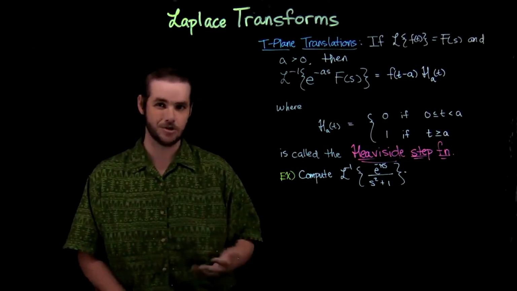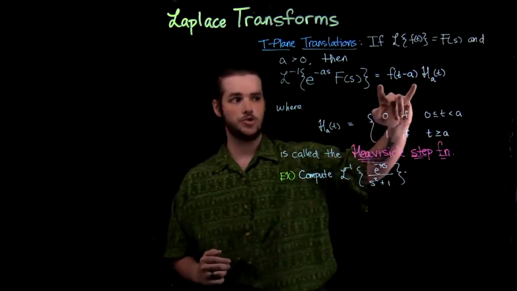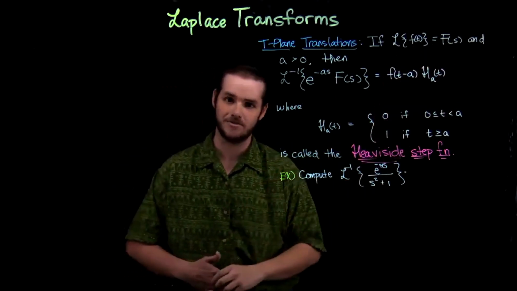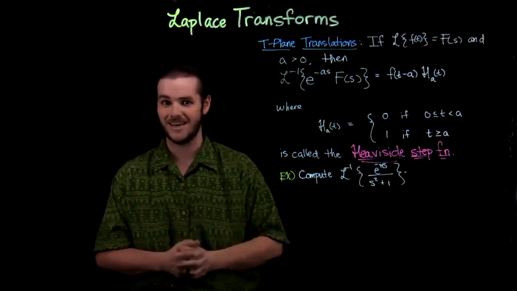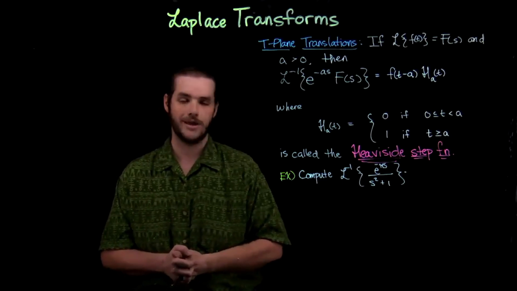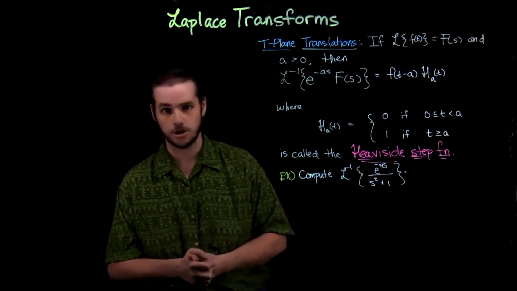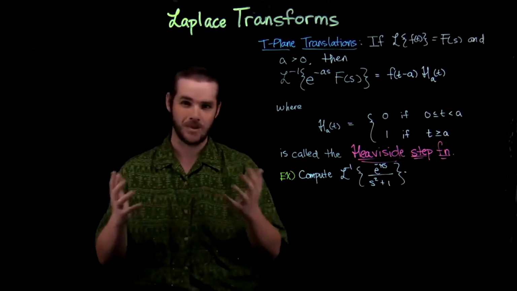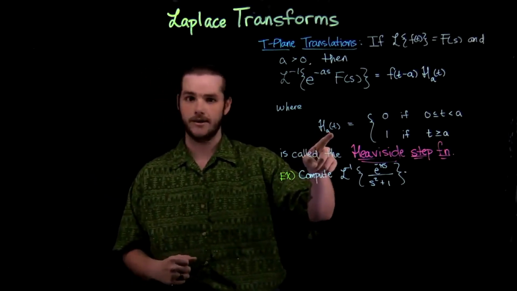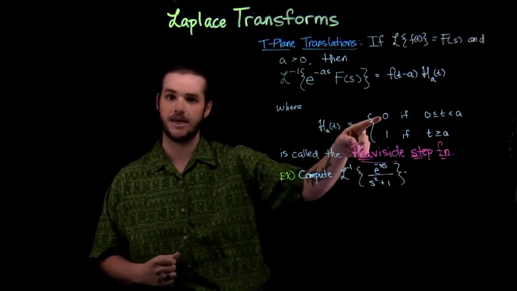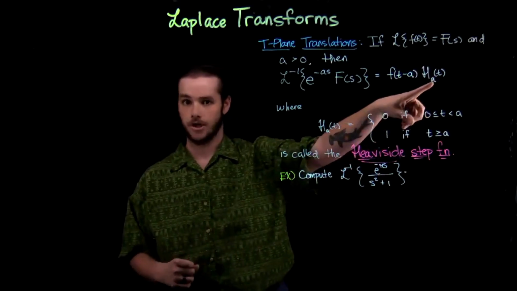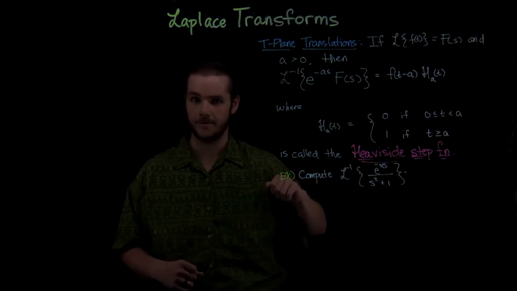But that translation looks a little bit funkier. We do actually get the translated function, except times this h_a of t, which I will be calling the Heaviside step function. You may also hear it called the characteristic function, or it could be called the unit step function. All sorts of different names for this guy, but I think a common name for it is the Heaviside step function. So h_a is just 0 until it gets to a, where it becomes 1. So essentially, it kills your function before you get to a.